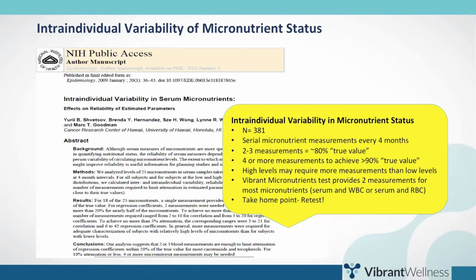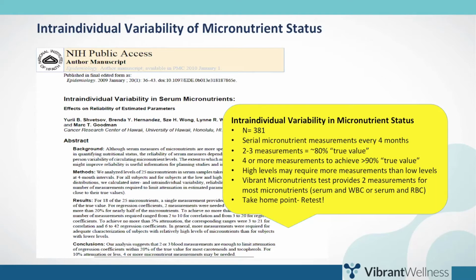Interestingly, in this study, what they found was that high levels may require more measurements than low levels, which makes sense. Again, the little light bulb for me was, oh, that makes sense, because high levels are often more kind of outliers. Let's just think about the standard American. What do we know about micronutrient status? They tend to be undernourished, not overnourished. So it makes good common sense that higher levels may require more measurements to really ascertain that you're looking at that person's true value or normative status.